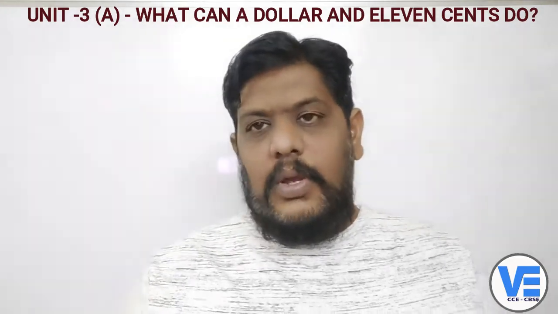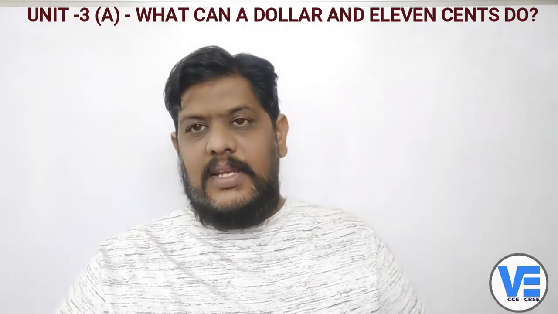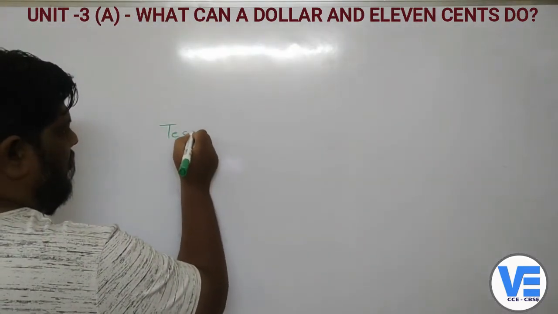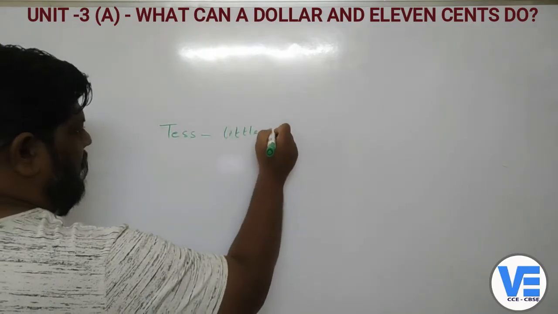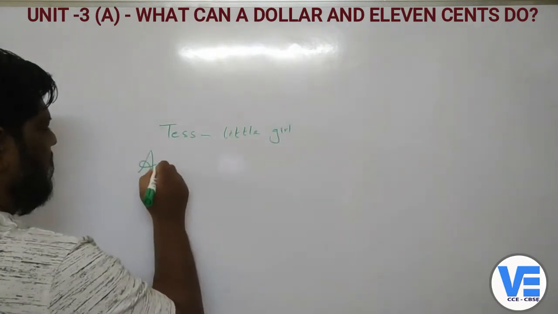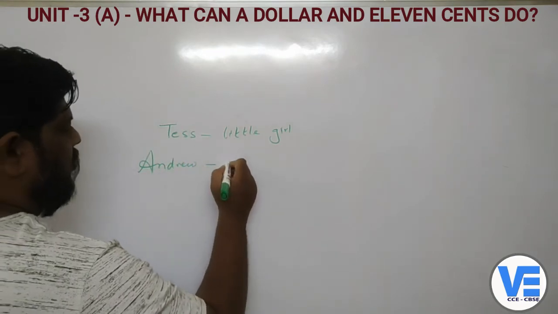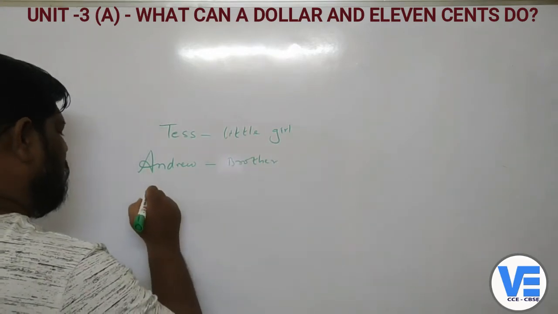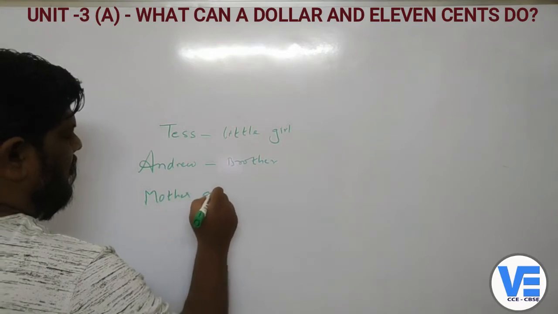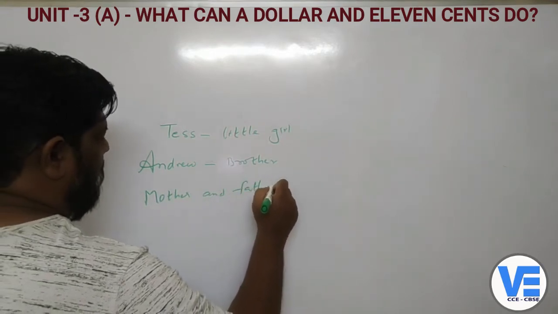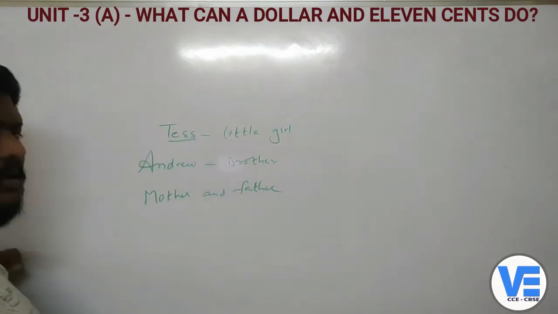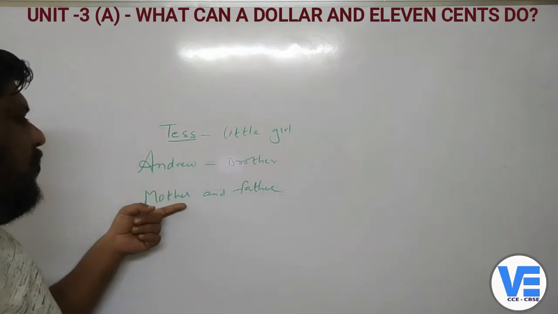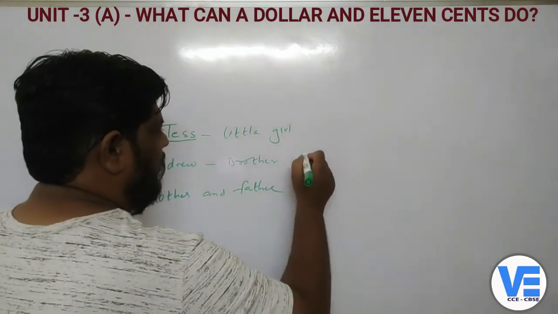So here we are going to see two characters. In these two lines, we have come across two characters. One is Tess. Tess is a little girl. Second one is Andrew, her brother, and parents, that is mother and father. So here we are seeing a little girl, Tess, her brother Andrew, and also her parents. That means they are 4 in the family.